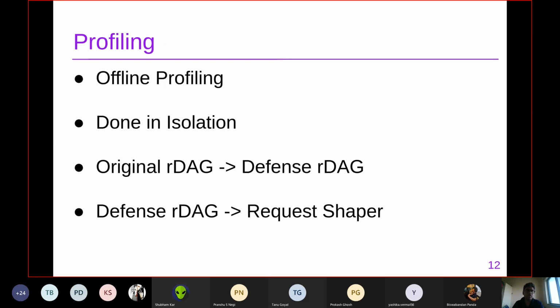So, profiling. As I've said, we do an offline profiling of the victim's process, which is done in isolation from the other simultaneously running processes. So the defense does not require any prior information about other processes, what their access pattern is. The entire goal is to convert the original RDAG of the victim's pattern to a defense RDAG, which is the pattern which does not encode any secret information. And this defense RDAG is then used by the request shaper.